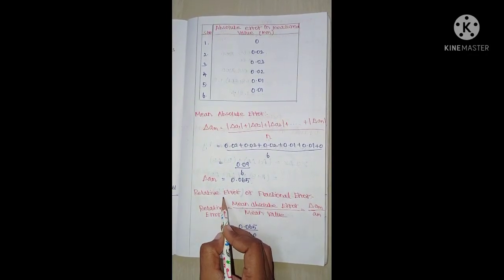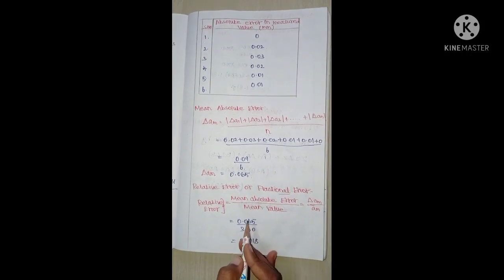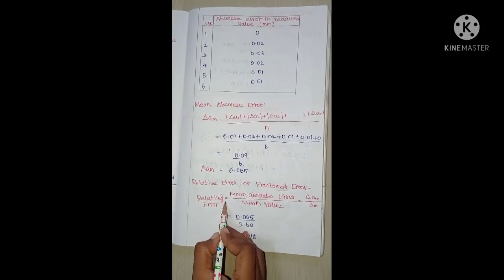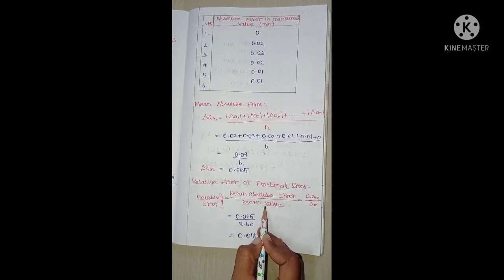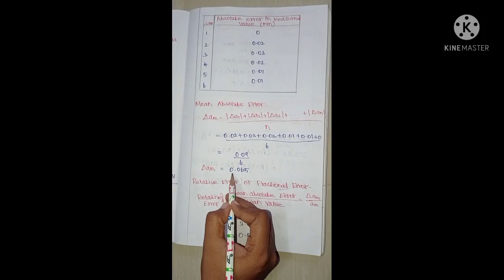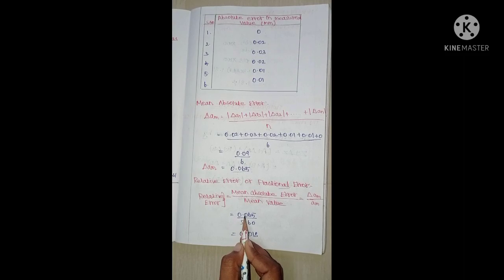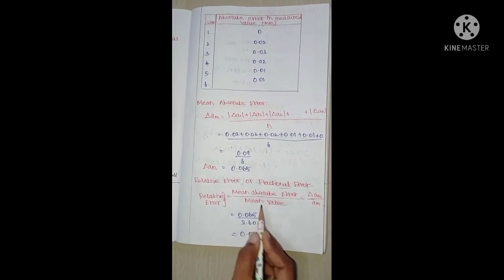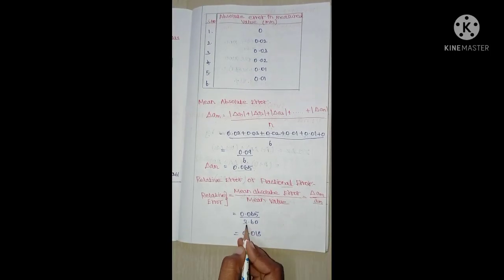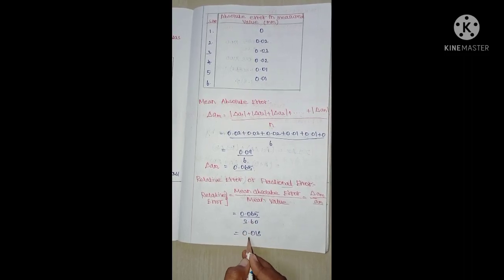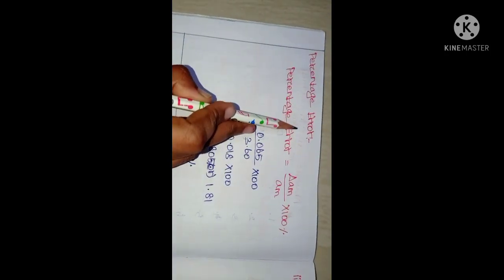Next, we are going to find the relative error. This relative error is also known as fractional error. The formula for relative error is mean absolute error divided by mean value. The mean absolute error obtained here is 0.065. So, 0.065 divided by the mean value, that is the arithmetic mean AM. What is the arithmetic mean we found there? That is 3.60. By dividing these two values, we get the relative error as 0.018.